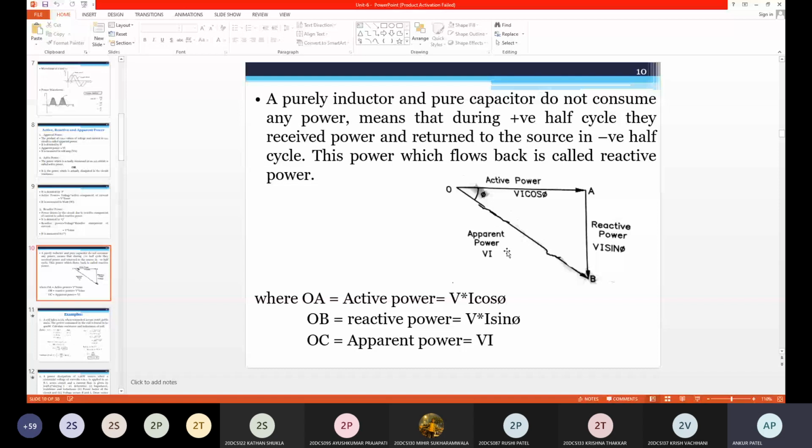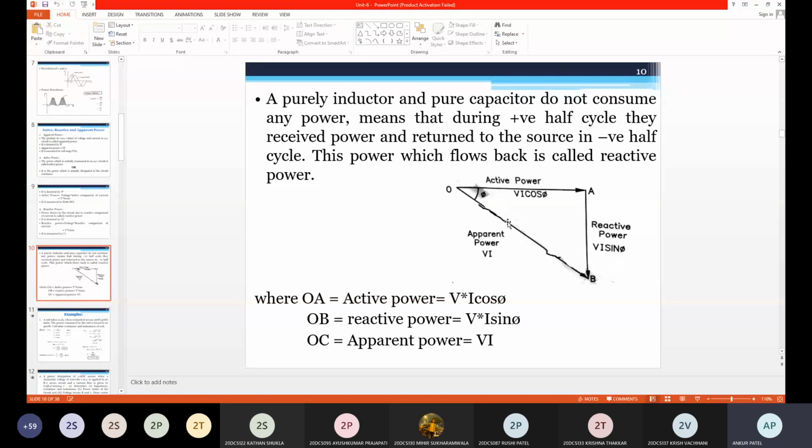Suppose I want to find cos phi from this power triangle. Then cos phi is equal to what? Cos phi is equal to active power upon apparent power. Active power is denoted by P, and apparent power is denoted by S. So it is P by S.